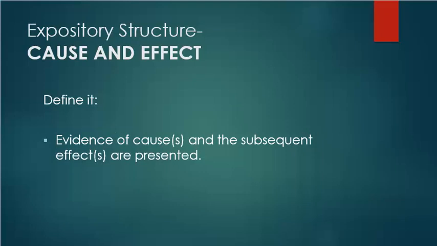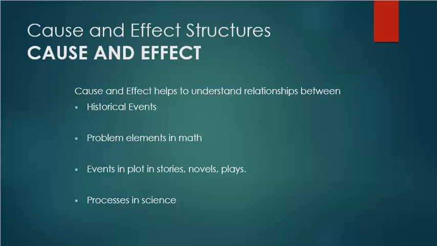Here's the definition for cause and effect. If there's evidence of cause, or something that happened, and the subsequent effects are presented. Remember that cause is something happens, and effect is what happens next. So again, it is similar to sequencing, but there's a reason that something happens. Cause and effect helps to understand relationships between historical events, problem elements in math, events in plot in stories, novels, and plays, and processes in science.